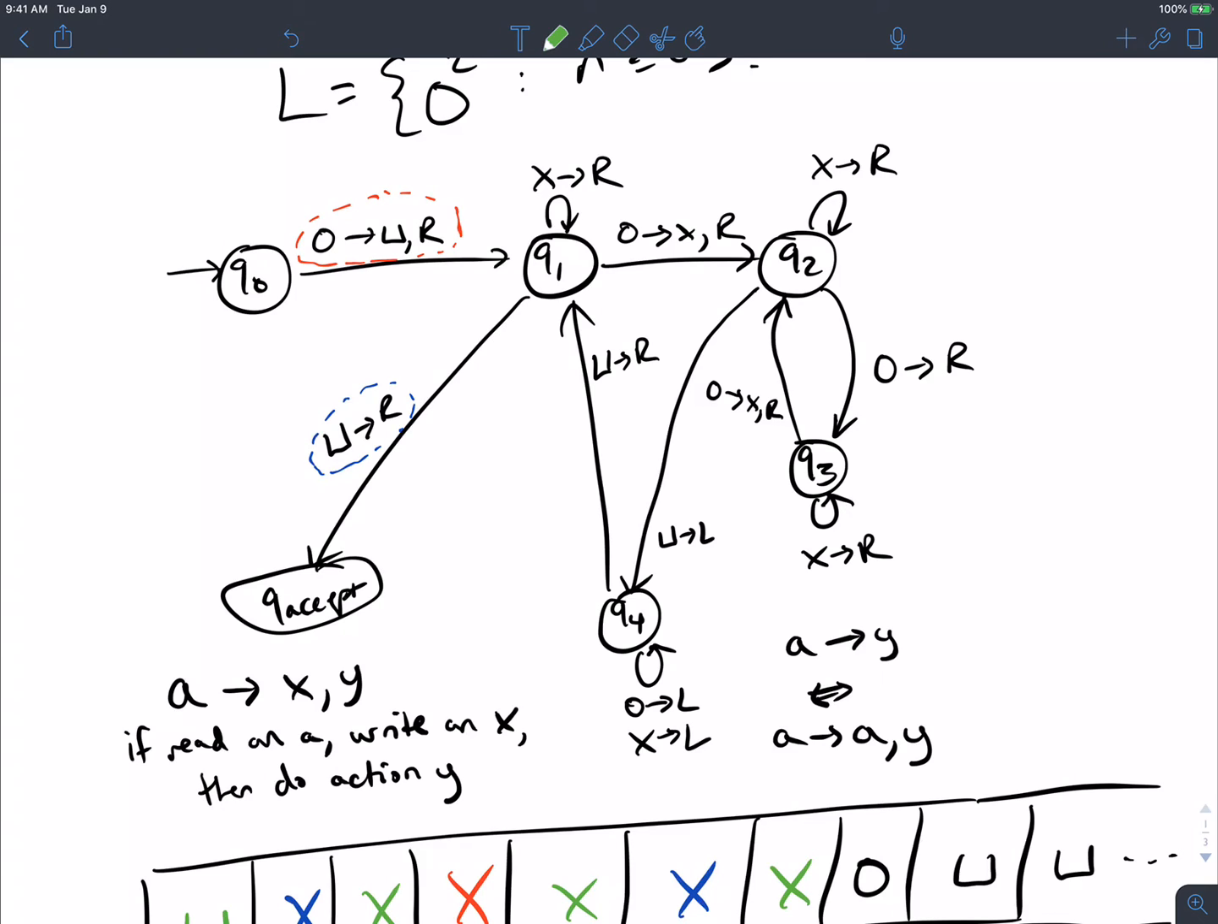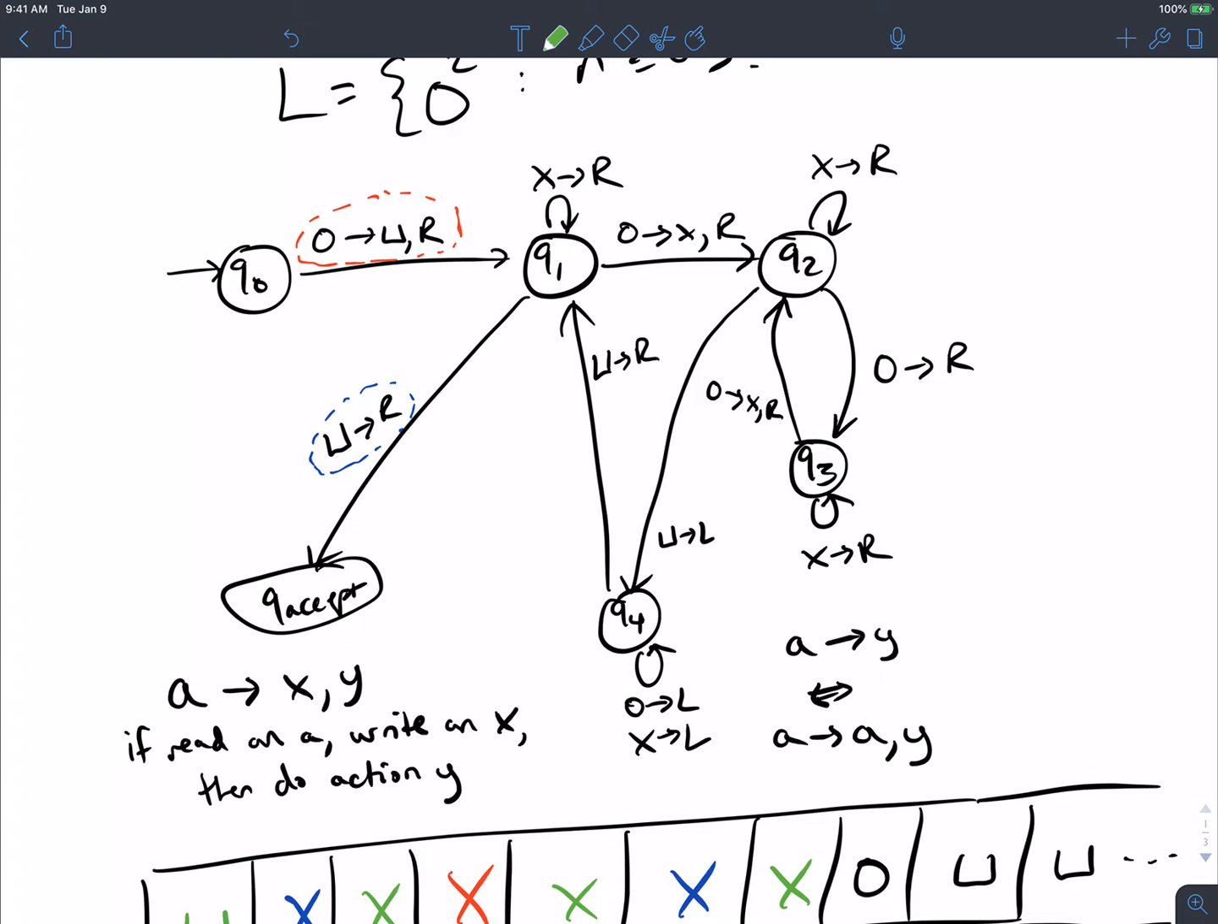What does Q4 do? Q4 just goes back through the input entirely, all the way to the left-hand end, because the only things on the tape are zeros and X's. So it just goes left until it hits the blank, and then goes right and goes to Q1 as a result. Now we're at Q1, and there are no zeros left, because we marked the only one there, which is pretty cool. So we handled the case of exactly 1 zero.